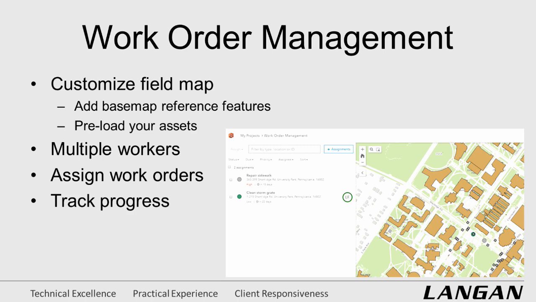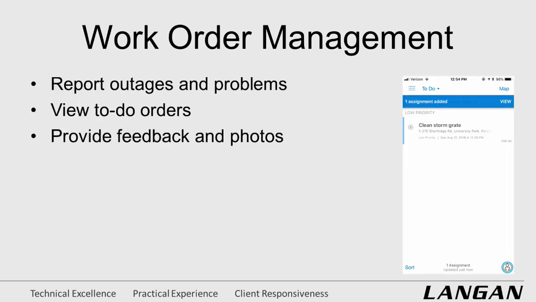So I can drop a point on an inlet grate and say, this grate is clogged, there's been a lot of leaves in the fall, this needs to be cleared. I can assign it to one of my employees, and they'll get a notification that says you need to go clear this storm grate. So this is the workers' side of things that they can have on their mobile device. This is for reporting outages or assigning work orders.